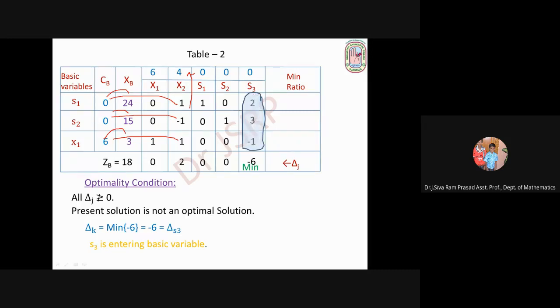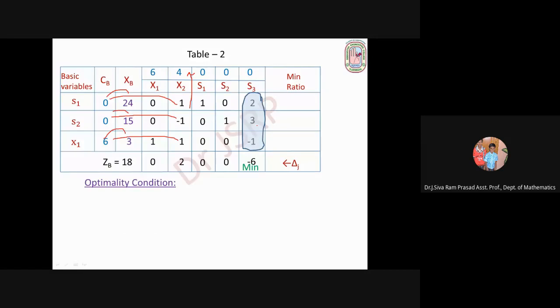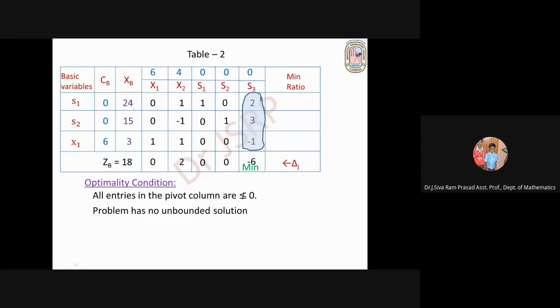Circle this. S3 is the entering basic variable. Here, all entries in the pivot column are not less than or equal to 0. So the problem has no unbounded solution.